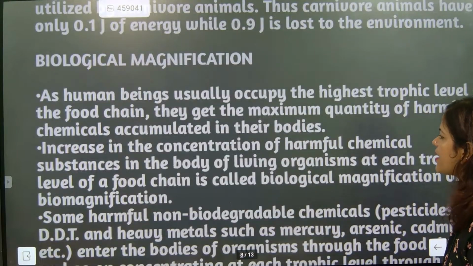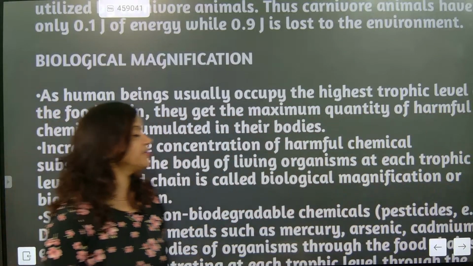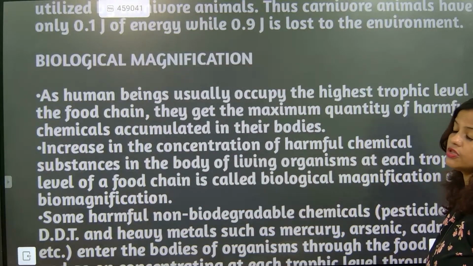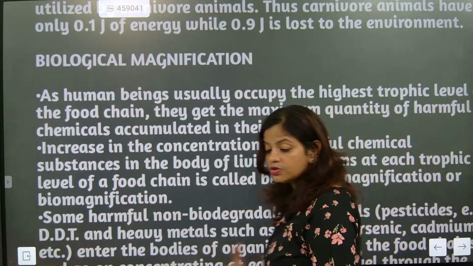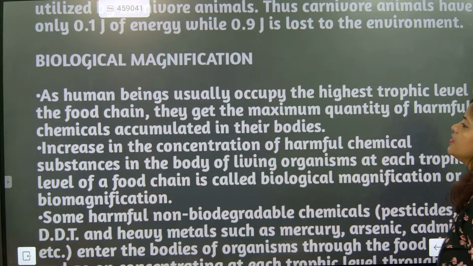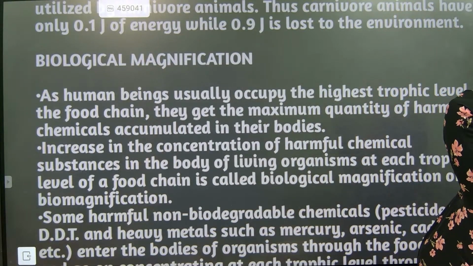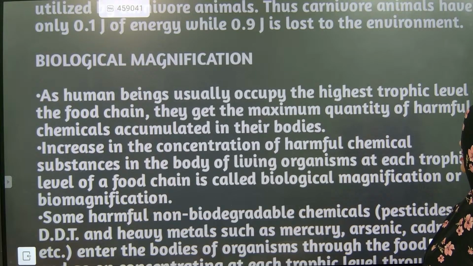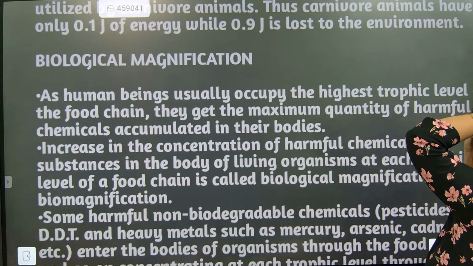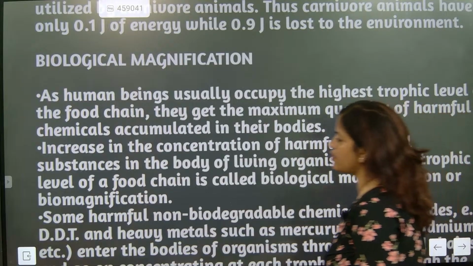What is biological magnification? We have already discussed biological magnification. The toxins that accumulate in the body are considered biological magnification, especially in omnivores or those organisms present in the higher hierarchy. As humans usually occupy the highest trophic level of the food chain, they get the maximum quantity of harmful chemicals accumulated in their body. The increase in concentration of harmful chemical substances in the body of living organisms at each trophic level of the food chain is called biological magnification or biomagnification.